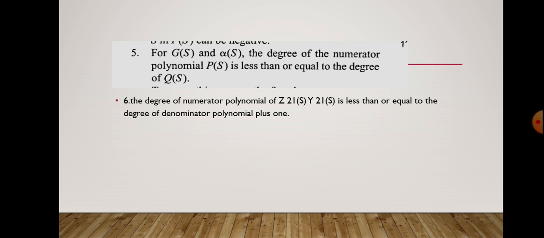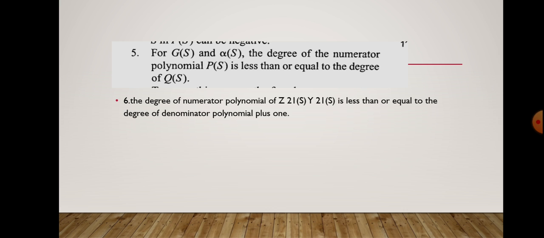The fifth property is for G of S and alpha of S. G of S is the voltage transfer ratio, that is V2 of S by V1 of S. Similarly, alpha of S is the current transfer ratio, that is I1 of S by I2 of S or I2 of S by I1 of S. For a voltage transfer ratio and a current transfer ratio, the degree of the numerator polynomial P of S is less than or equal to the degree of the denominator polynomial Q of S. So if you are taking V2 of S by V1 of S, the degree of V2 of S should be less than or equal to the degree of V1 of S.